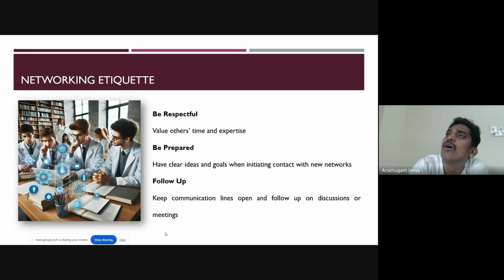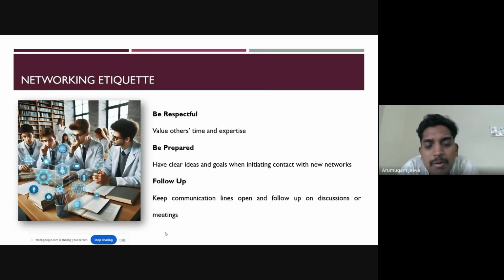And what networking etiquette do we have to follow? There is certain networking etiquette. Networking is open to all. The network gives a provision to connect with everyone. So in that context, I might connect with anyone just like that, but there is certain etiquette we need to follow.